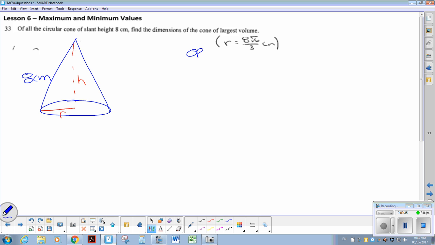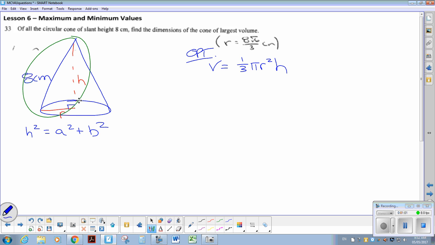So the optimization equation here is fairly apparent: 1/3 pi r squared h. We're optimizing volume. Got too many variables, so I need to replace them. And the relationship that develops here is right there. It's our right angle triangle. So I guess I'll put the equation. Hypotenuse squared equals a squared plus b squared. In this case, 8 squared equals r squared plus h squared.